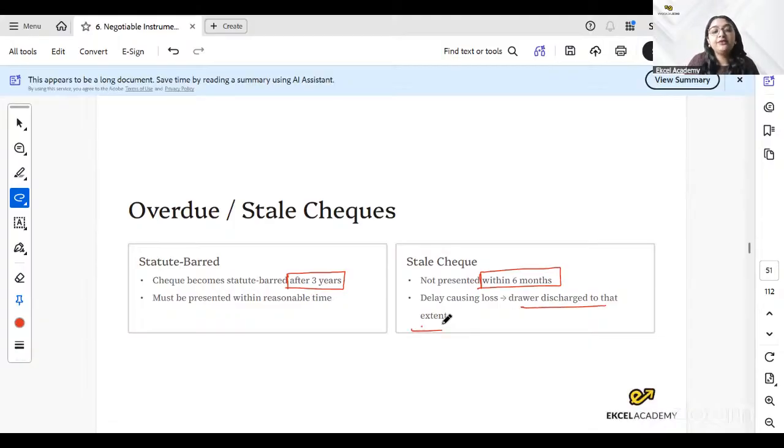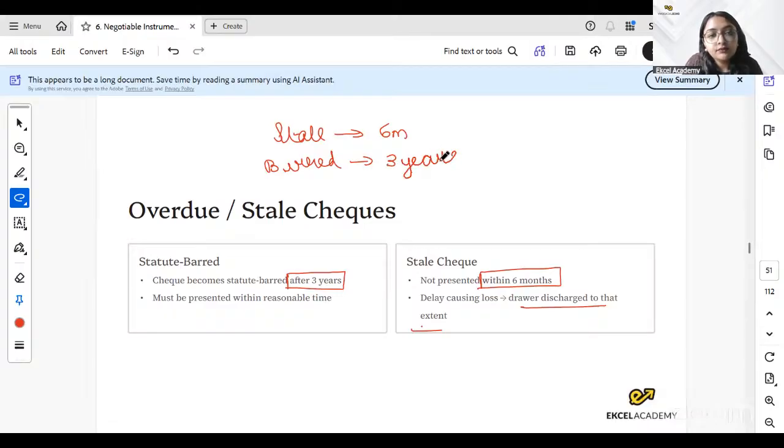Let's say, for example, A has issued a check drawn upon its bank, HDFC Bank, in favor of B. And B has not presented it within 6 months. Then A will be discharged. A will be discharged to what extent? To the extent that B has suffered loss because of presenting it after this period of 6 months. So as a payee, it is your responsibility to present the check for payment within a period of 6 months. And when does the law bar it? The law bars it after a period of 3 years. So when it comes to the concept of stale, it is 6 months, and when it comes to being barred by law, it is 3 years.